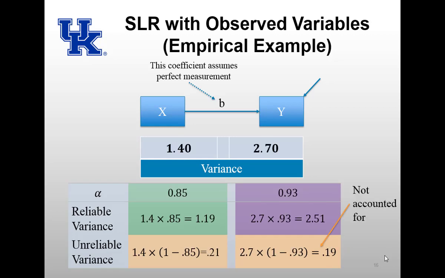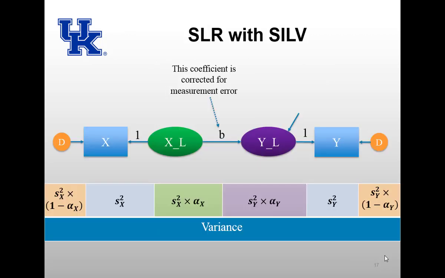So this is the same example, I just made up some numbers. Okay? So there's nothing crazy going on here, I'm just putting in numbers so you can see how all these computations work. If the variance of X is 1.4, and the reliability is 0.85, multiply those, 1.19, that's the reliable variance. And multiply the variance 1.4 by 1 minus the reliability, get 0.21. That is the measurement error variance, the unreliable variance for X. Okay? So those are how those computations work. And we're going to use those values in our single indicator latent variable approach.